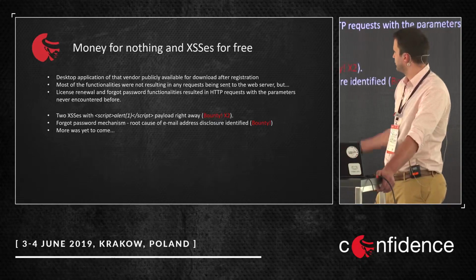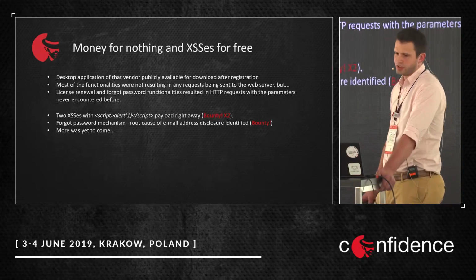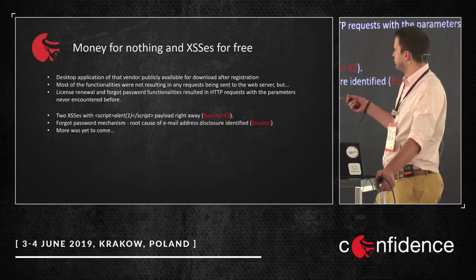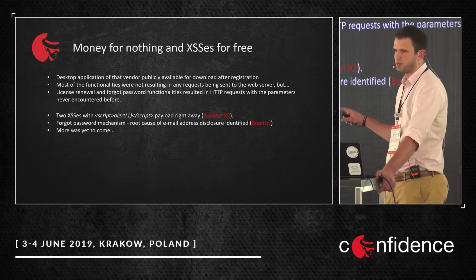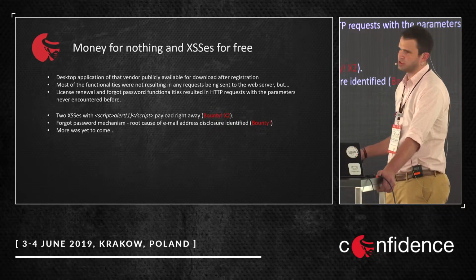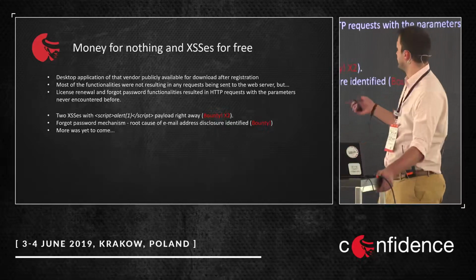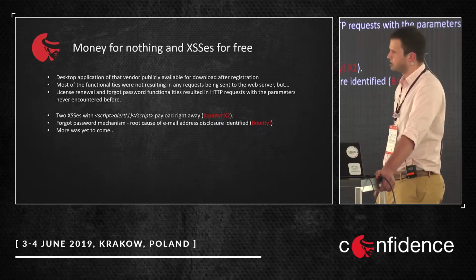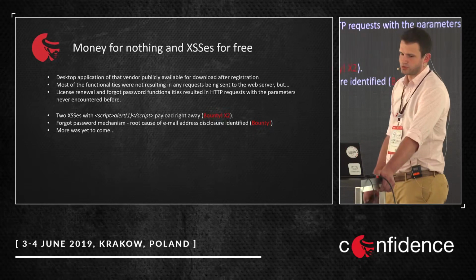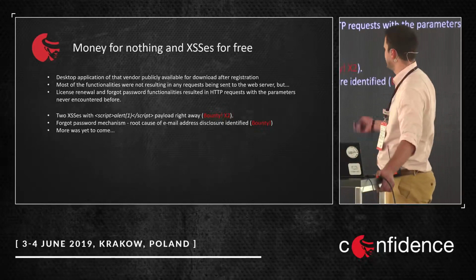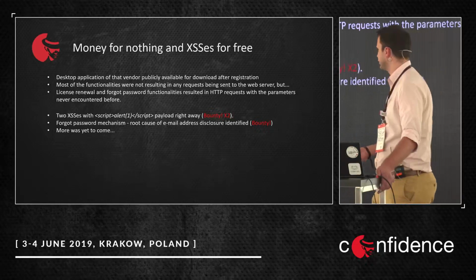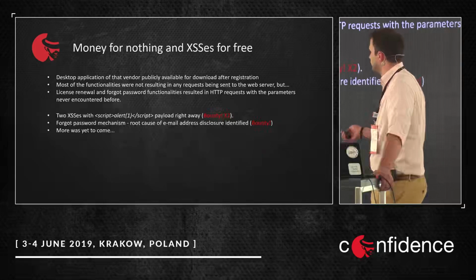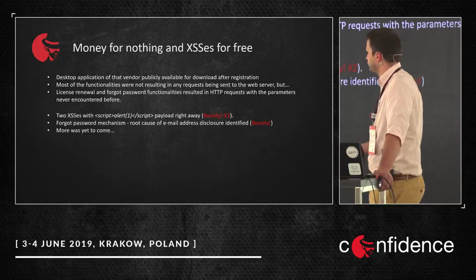I ended up with 2 cross-site scripting vulnerabilities with a very basic payload. I noted that by clicking renew license, the information that you want to renew the license is sent over GET with a number of different parameters. Just by modifying them with a simple script alert one payload, I was able to spot the reflected XSS. It was more than that, because obviously the forgot password mechanism was the one generating this email address disclosure in the GET request. So obviously the indexing protection was not properly configured. As a result, there was another bug bounty on this one.